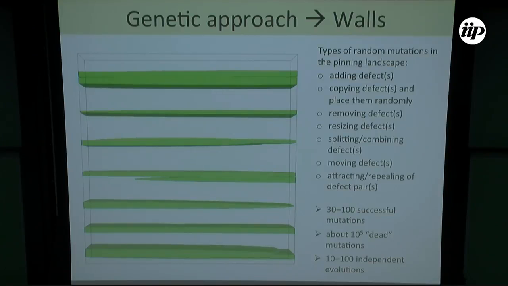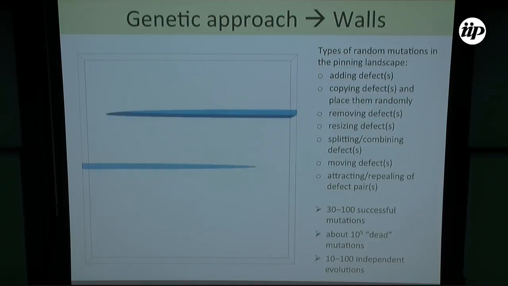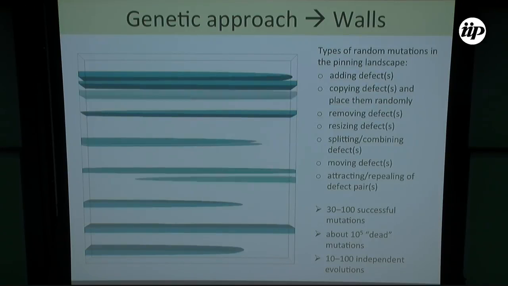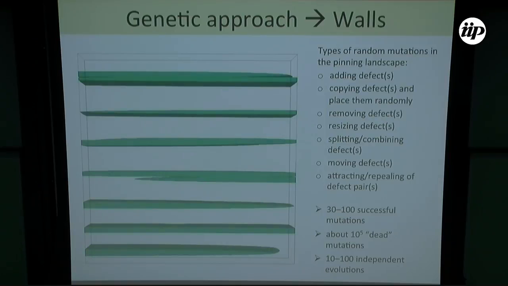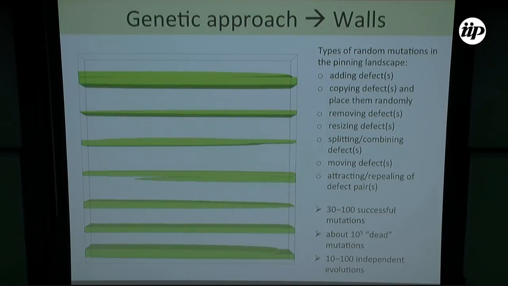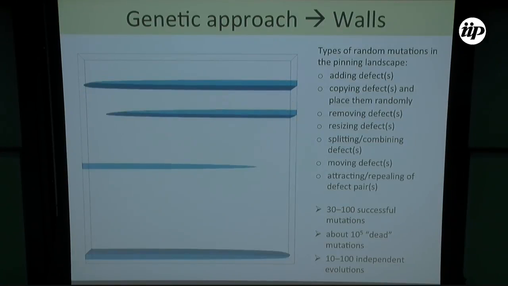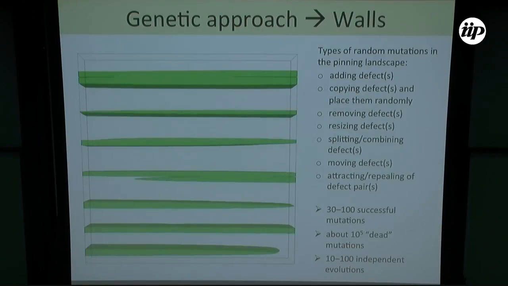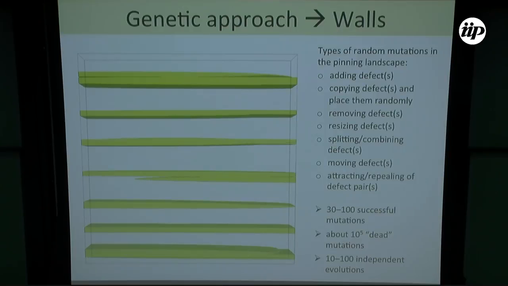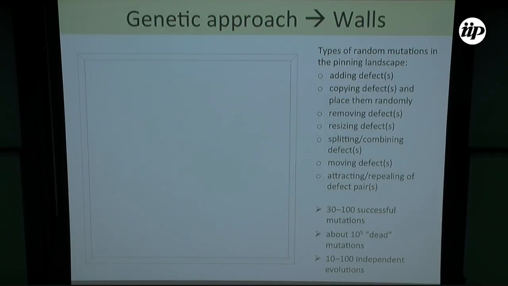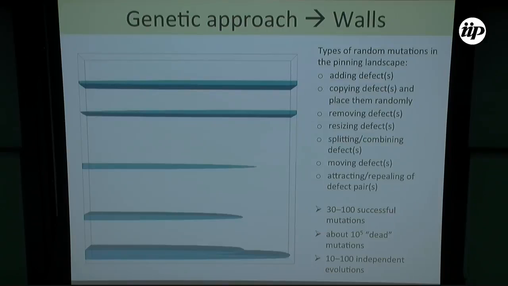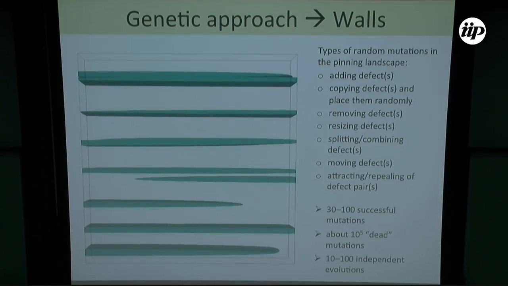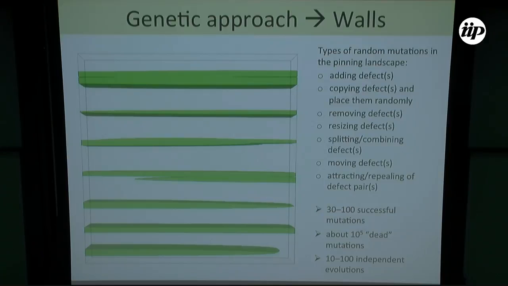So typically, to get the result, we need from 30 to 100 successful mutations during this simulation, and about 10 to the 5 dead mutations, which decrease the critical current. And since this method does not always quickly evolve to the best configuration, we need from 10 to 100 independent runs of this method. So we start from the empty superconductor and run this process approximately 50 times.